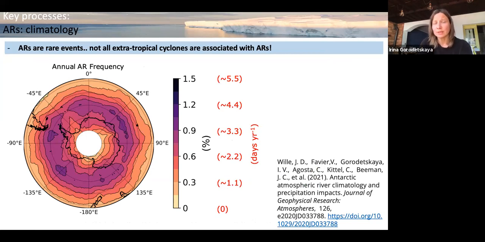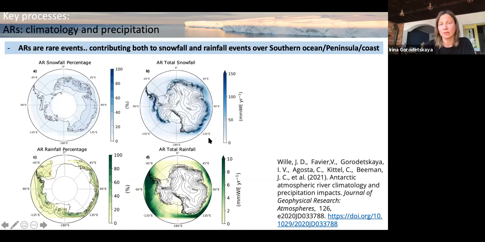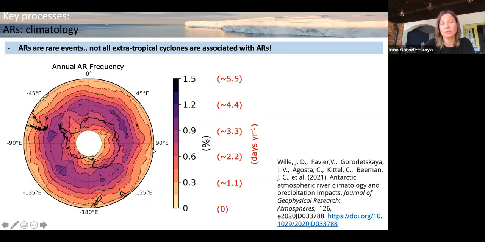So if you look at the climatology of the events, the reanalysis-based climatology for atmospheric rivers shows that they are really rare events. We have a maximum of like 5 days, or on the order of 2 or 3 days per year, that we have the persistent atmospheric rivers over the Antarctic coast. And at the same time, we have important impact.